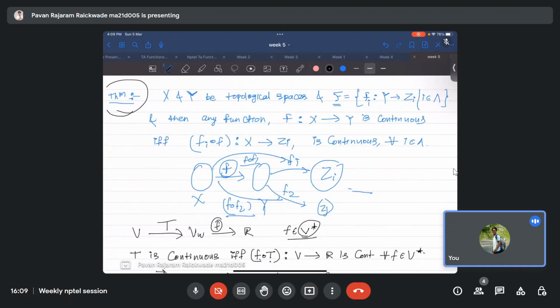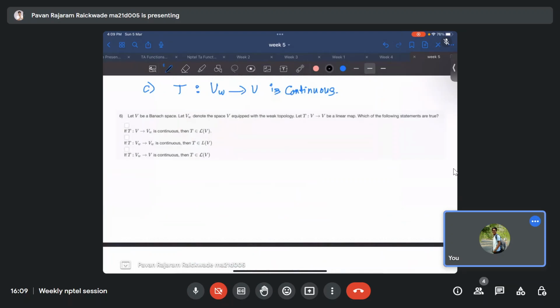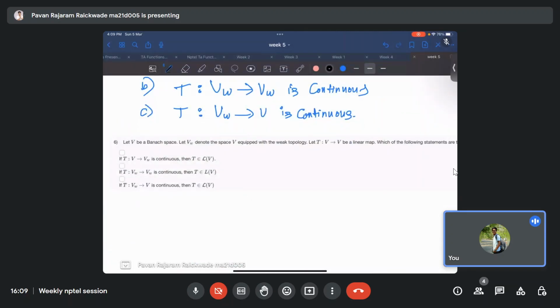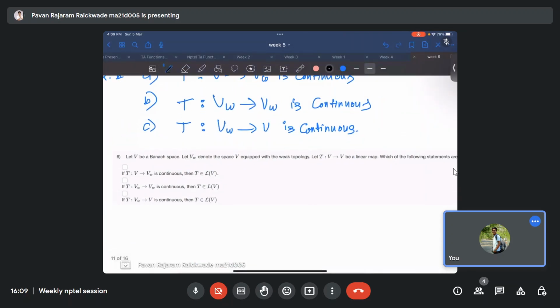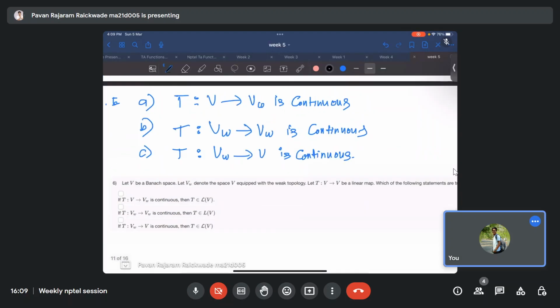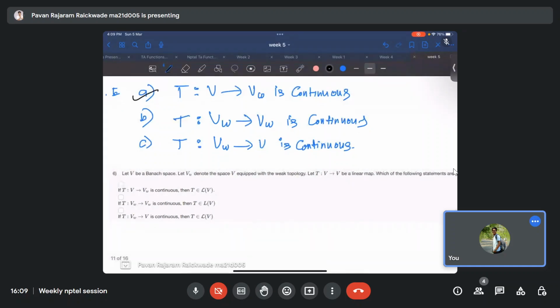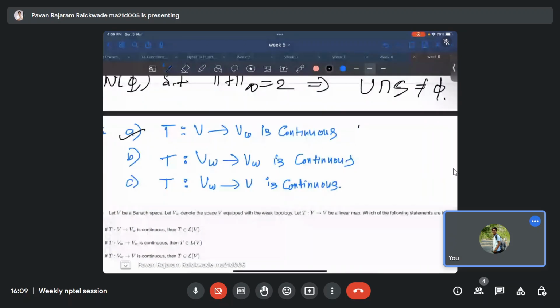You try to prove this theorem if you have some basic knowledge of topological vector spaces. So this theorem is easy to prove. I mean, not so easy, but if you know some topological properties, then okay. So here we have proved that T from V to VW is continuous. Provided in the question what we have is T belongs to L of V, right? That means it's a linear continuous function. Continuous in the sense of norm-continuous.